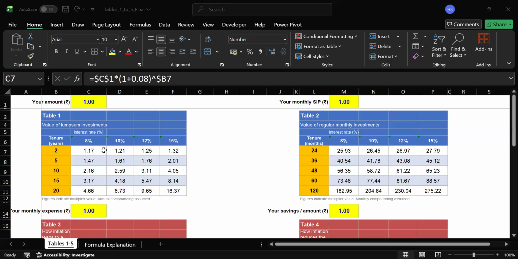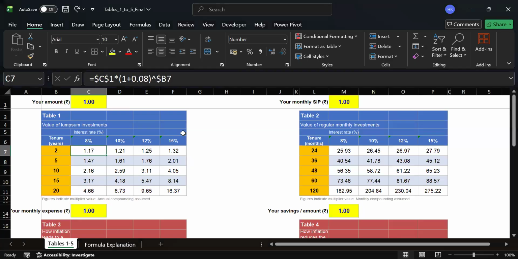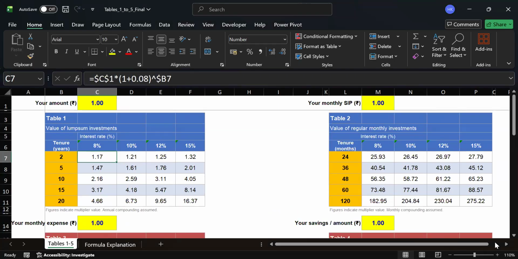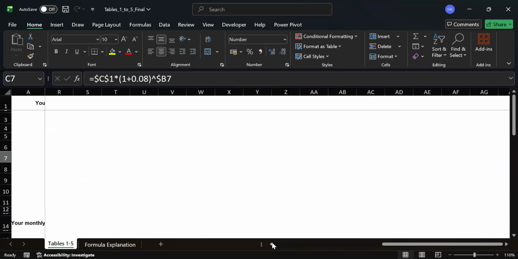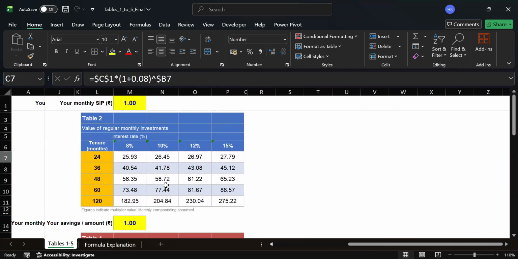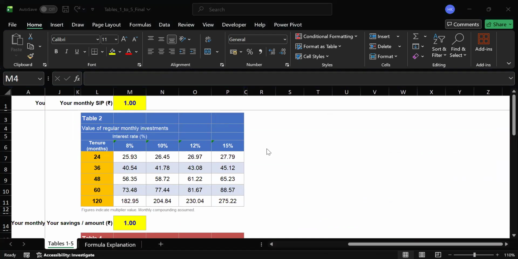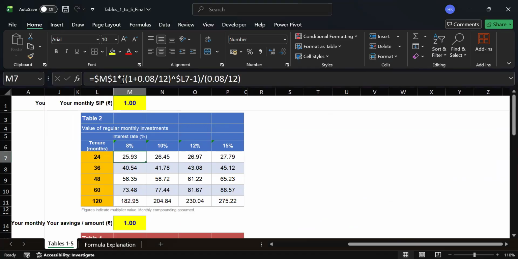Now, let's look at the second table. The second table is very interesting, because this is the first formula where we introduce nested brackets. Here you can see two brackets opened. The earlier formula didn't use that. That is more important.